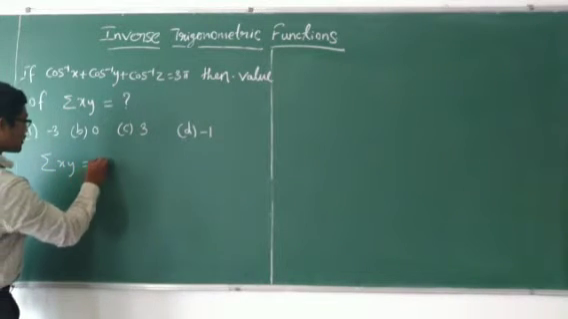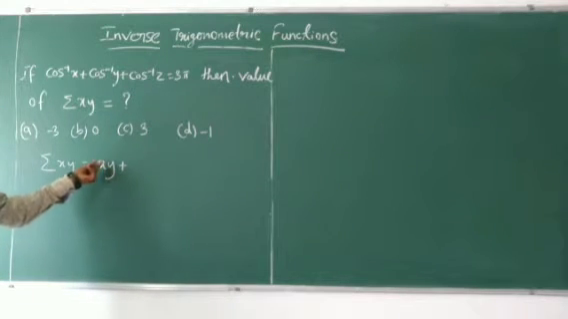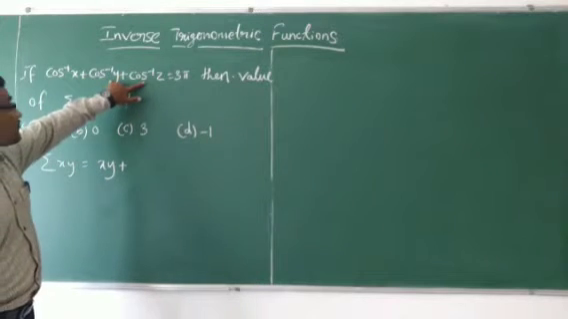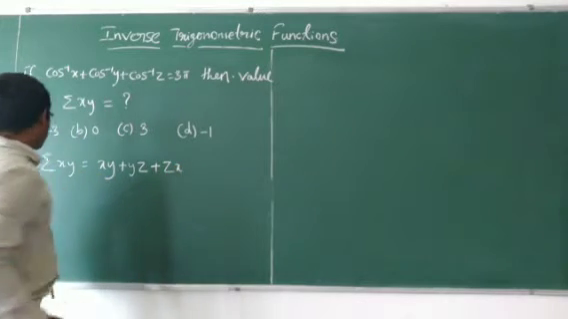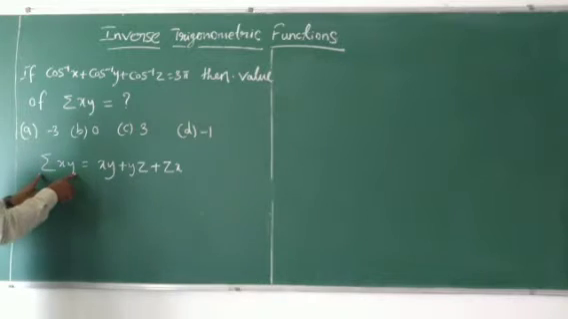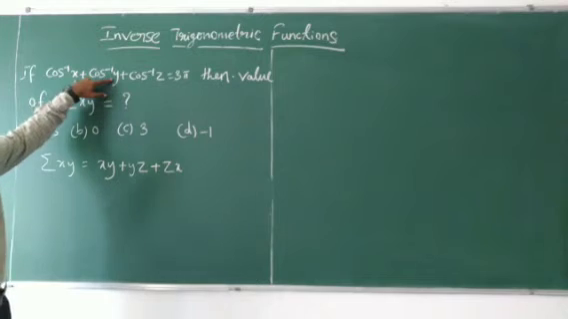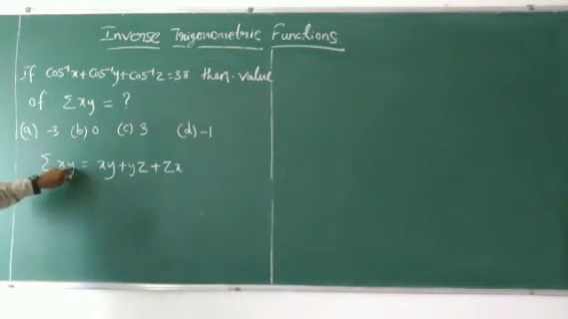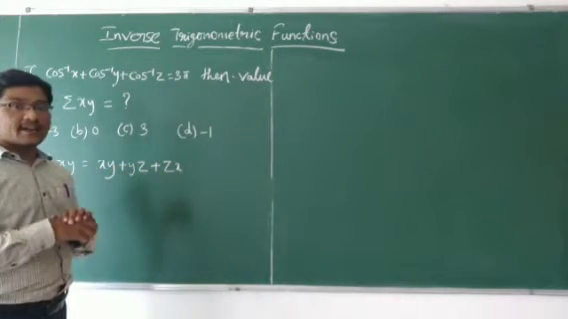sigma xy is equal to summation of two terms. Each time you have to take the summation of two values, that is xy plus yz plus zx. You can ask the question, sir, z is not there in this summation. But if you look at the equation, you have three values involved. Each time you have to take the product of two values. So we are considering xy plus yz plus zx.